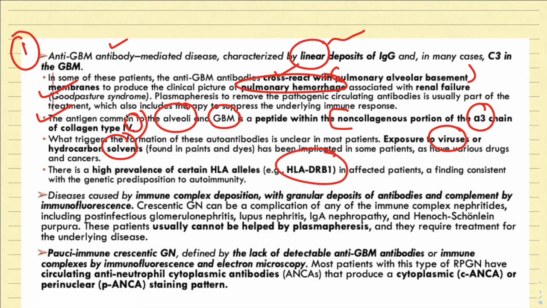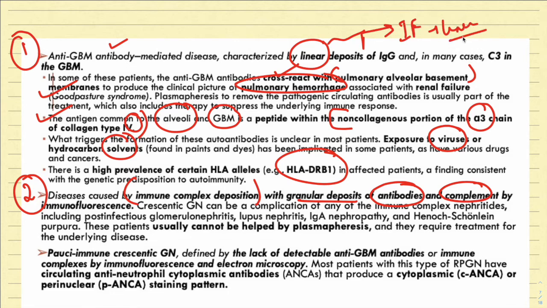So this is the first variety of the RPGN, that is the anti-GBM antibody mediated disease. The second important variety is the disease which is caused by immune complex deposition, with granular deposits of the antibodies and complement by immunofluorescence. In the first variety, the immunofluorescence showed a linear kind of deposit, but in the second variety we can see there's an immune complex deposition, and classically we have the granular variety.